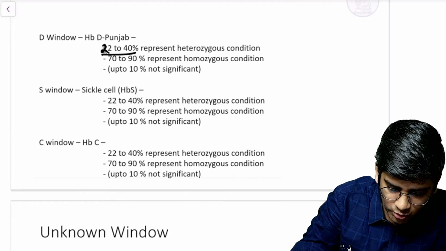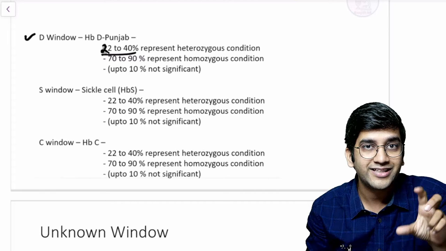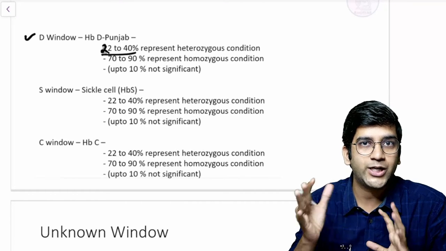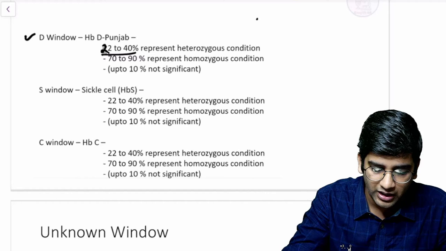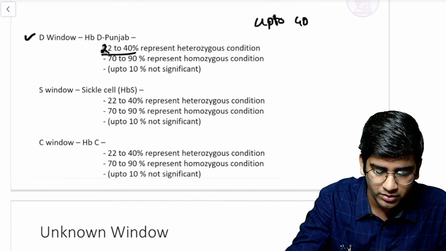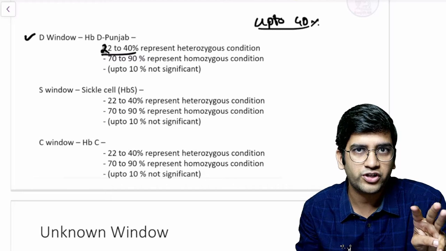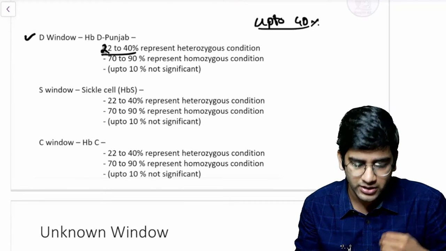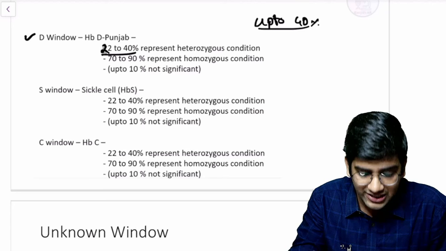When you have 22 to 40% in the D window, think of D Punjab, heterozygous. This percentage is important. When do I call it heterozygous? When do I call it homozygous? For D, as well as C, up to 40 is heterozygous. This is what you read in Robbins as well, right? Hemoglobin S of up to 40, hemoglobin AS, heterozygous. Anything above that, 70 to 90, most of them are going to be homozygous. Very, very important.